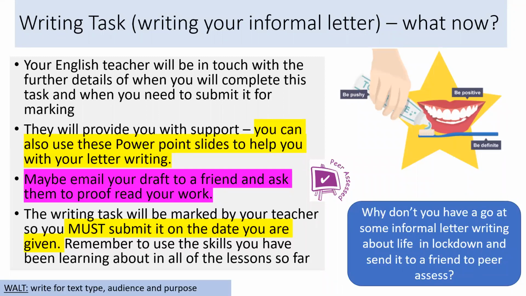If you're not sure about what you've done, email it to a friend, get them to check it. Or an older sibling. This writing test will be marked by your teacher. You must submit it on the date you are given. And remember to use all the skills you've been learning about in all of these lessons so far. Why don't you have a go at writing an informal letter about life in lockdown and actually posting it to someone? That's so nice to receive something like that through the post. Or send it by electronic mail to a friend to peer assess.